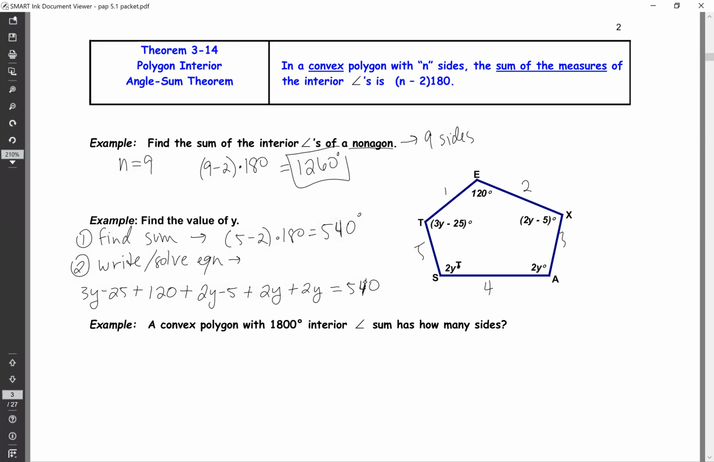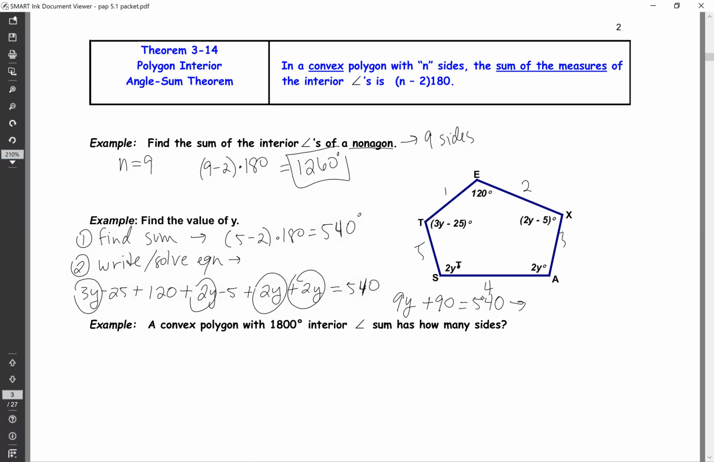And so now we'll just combine like terms and solve. So we have a 3y, a 2y, a 2y, and a 2y. So 2, 4, 6, 7, 8, 9. So 9y. Okay, and then look, we got 120, and we have minus 25 and minus 5. So 120 minus 30 will give us 90. So 9y plus 90 equals 540. And then now we'll go on to solve.